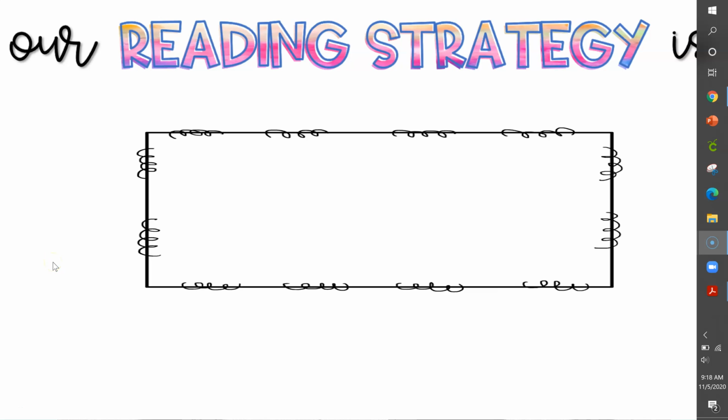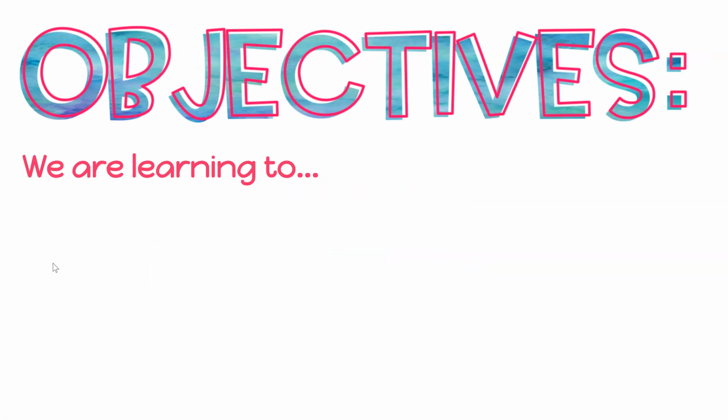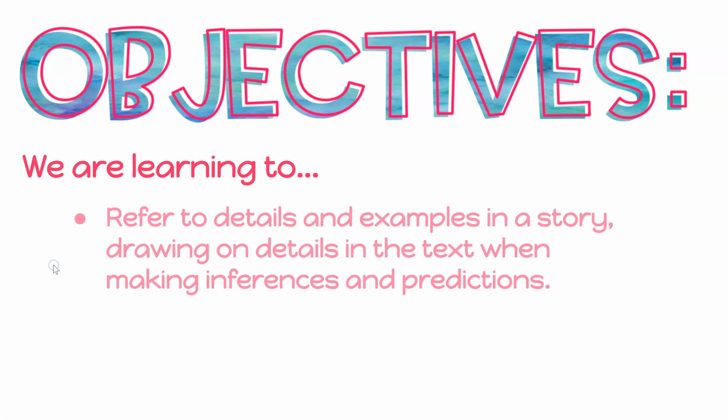It's time for a new reading strategy to help you better comprehend or understand text. This reading strategy is infer and predict. Let's go over our objectives for the lesson. By the end of this lesson, I hope you are able to refer to details and examples in a story, drawing on details in the text when making inferences and predictions.